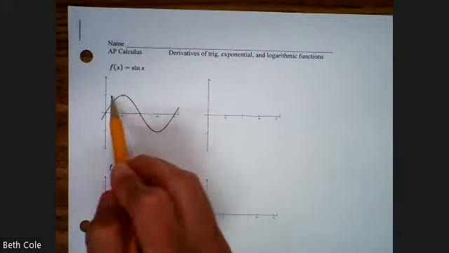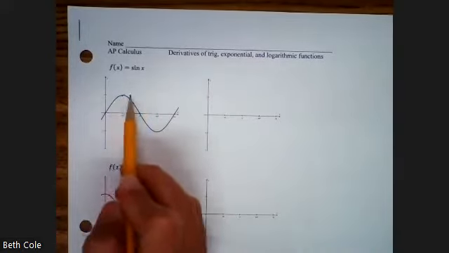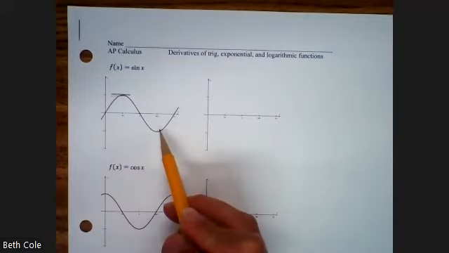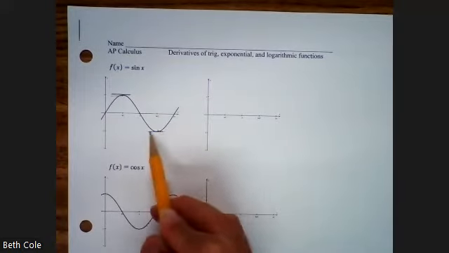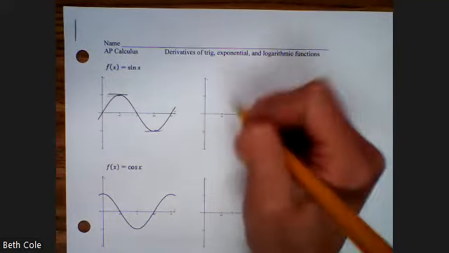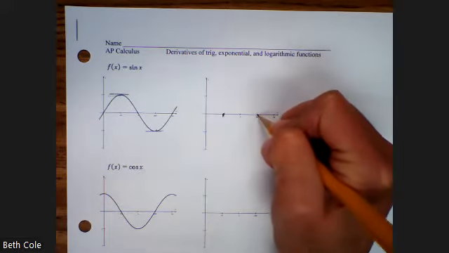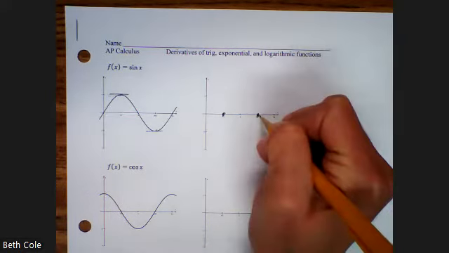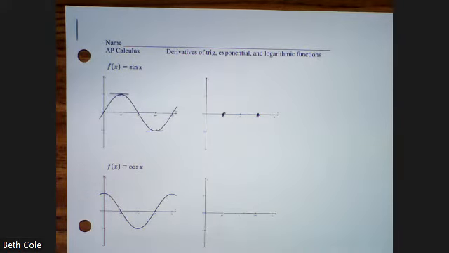So here's where we would have critical points. This is sine of x. We would have critical points at pi over 2 and 3 pi over 2. So when you go to graph the derivative, you can go ahead and put your critical points there, pi over 2 and 3 pi over 2. The reason those are zeros is because that's where there's a zero slope.